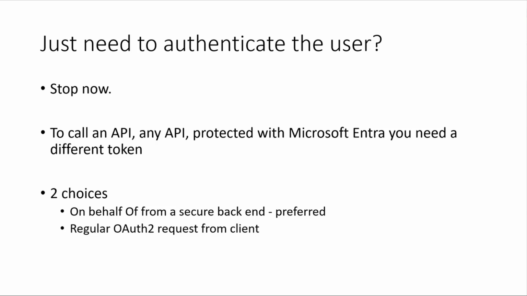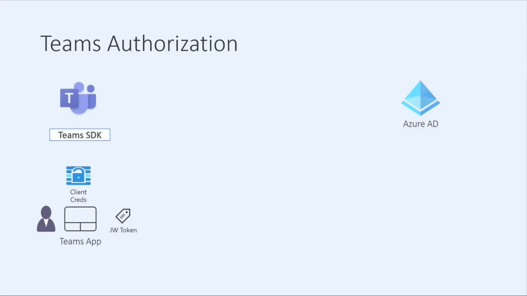So if I have a secure backend, that's clearly the best way to go. I'll make the call to the resource from that backend, and I can use the on behalf of flow. If I don't have a secure backend, then I'll have to go ahead and make a regular OAuth2 call from my client, from that JavaScript client, in order to get that additional token. Let's take a look at the on behalf of scenario first.